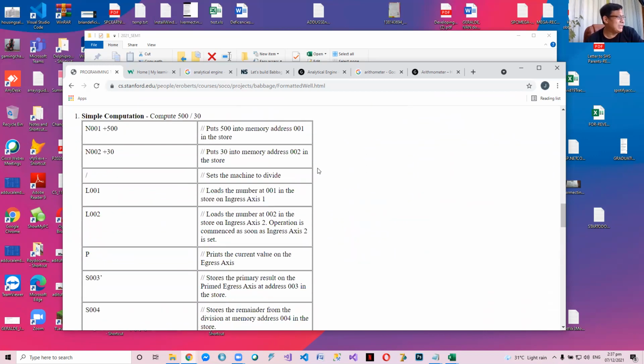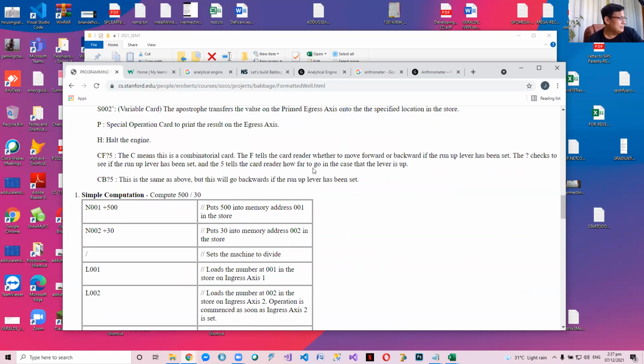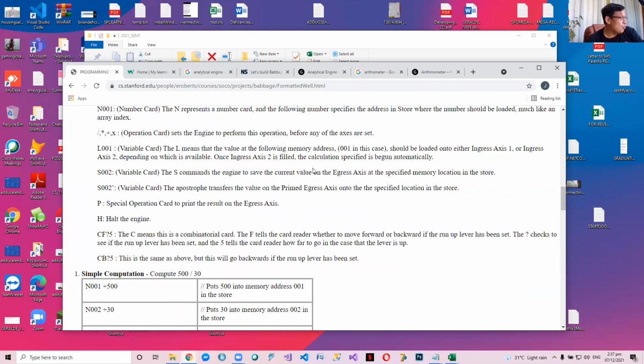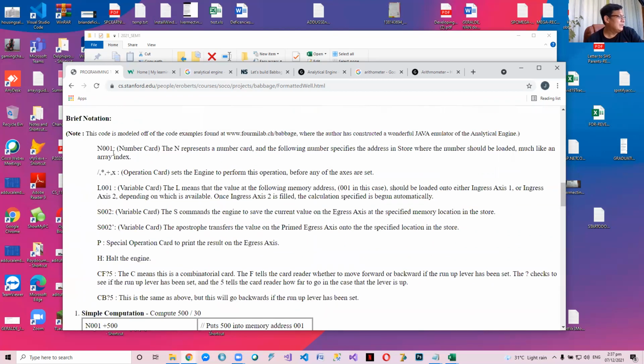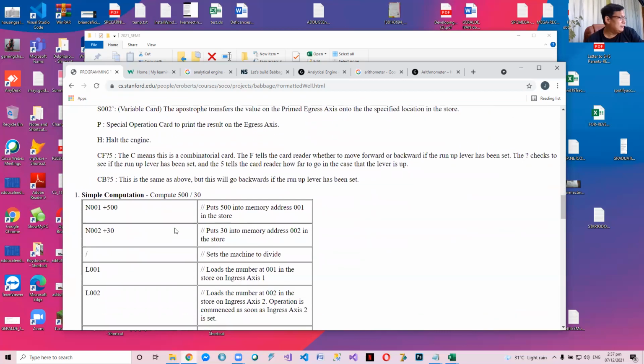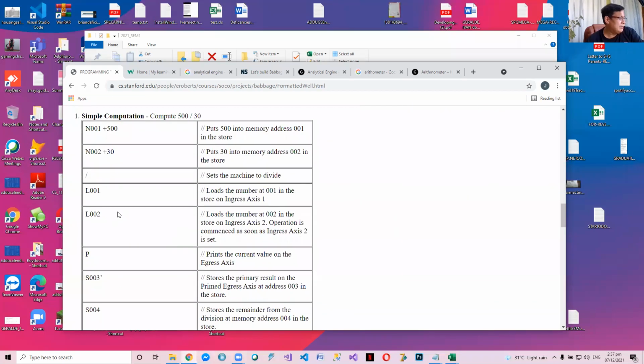Here's a simple computation, no? Okay? N means operation, no? I'm sorry. Sandali. Ito yung mga commands niya, no?